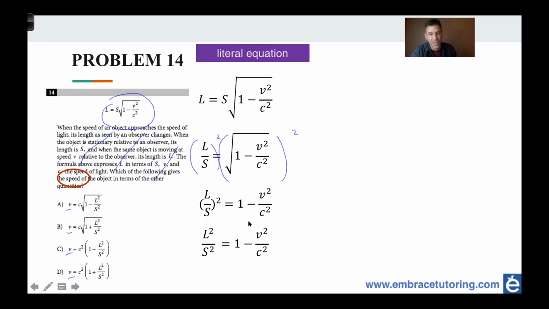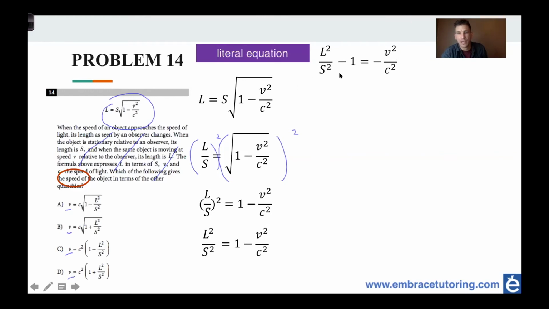And now, because I'm trying to find v squared by itself, I want to get rid of this 1 first, okay? I'm going to bring this 1 over to the other side. And let me slide out of the way a little bit. When I bring the 1 over to the other side, I get L squared over S squared minus 1 equals negative v squared over c squared. Now, let's be fair, I don't really like the negative because these are all positive v's. So I'm going to have to do something about the negative.